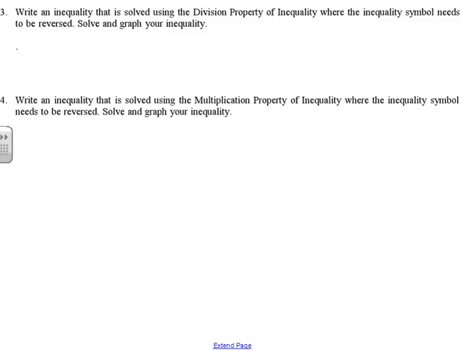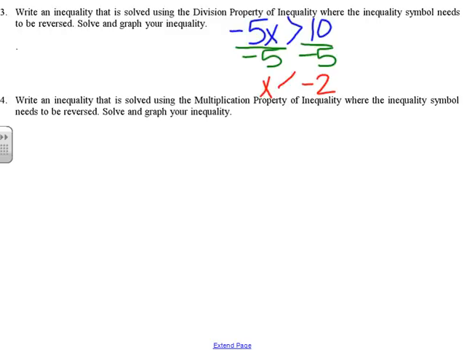So for example, the inequality negative 5x is greater than 10. Right now, this is a multiplication inequality, and to solve it, we need to divide by negative 5 on each side. So in green, that's showing the division property of inequality. Okay, and then 10 divided by negative 5 is negative 2, and this is where the inequality will be reversed. Okay, now we graph it. So that would be an open circle with the ray going to the left.